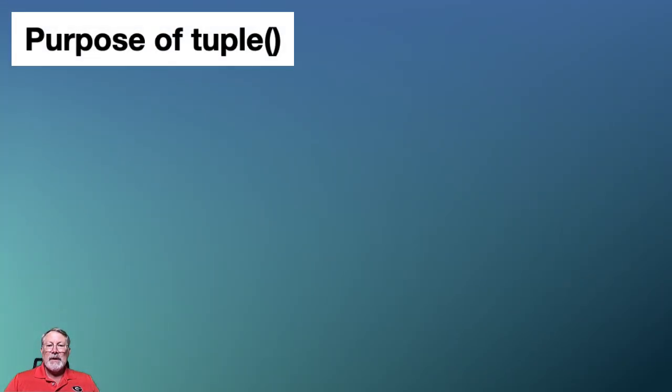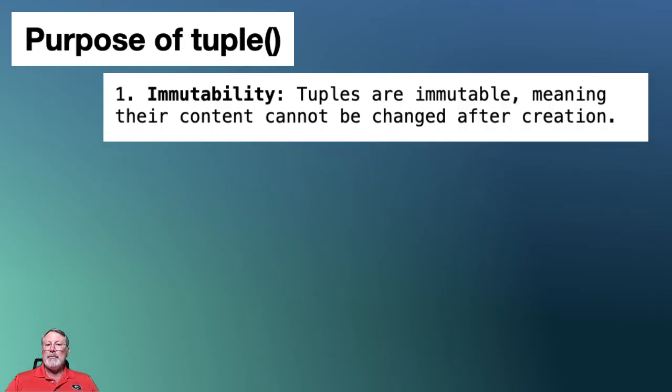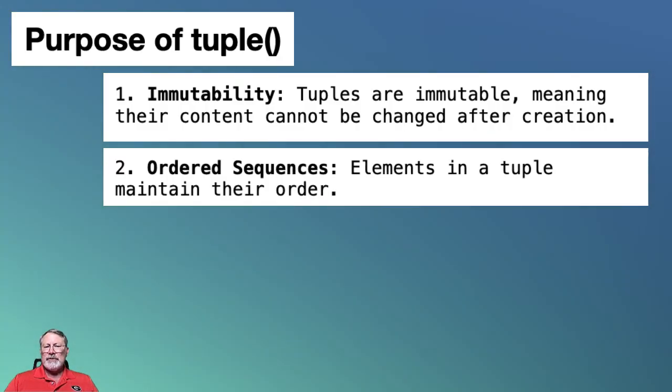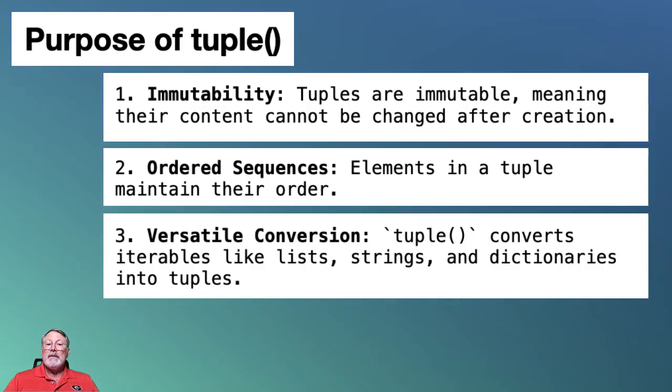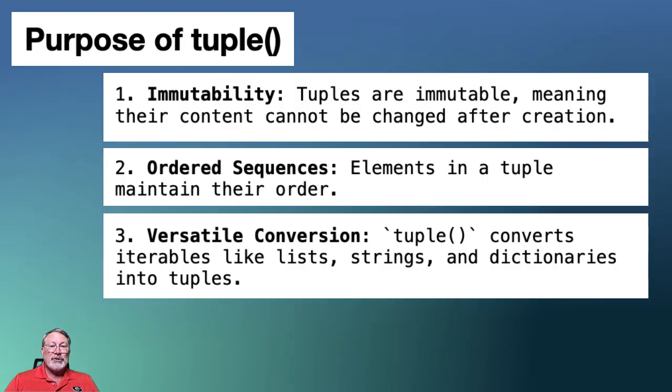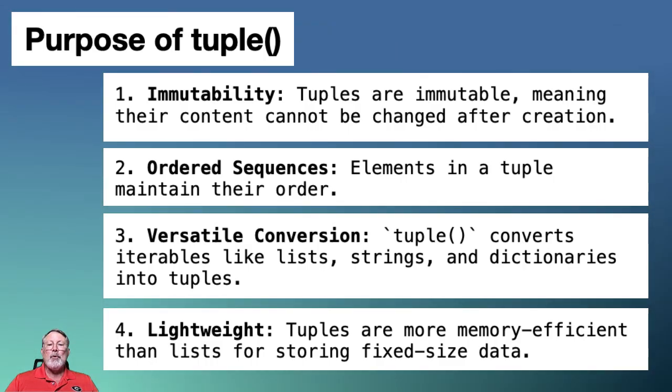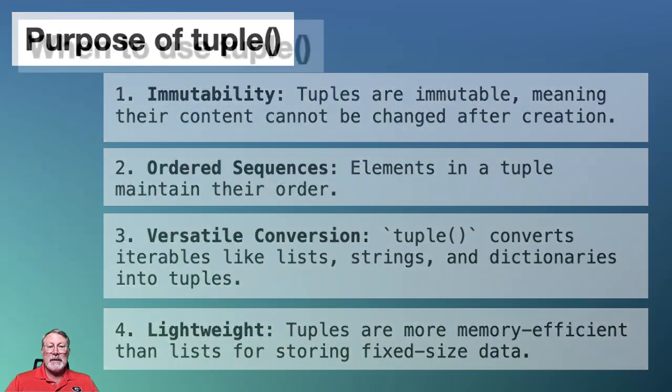Why use tuple? It's great for creating fixed-sized collections of elements. Some key concepts include immutability. Tuples are immutable, meaning their content cannot be changed after creation. Ordered sequences. Elements in a tuple maintain their order. Versatile conversion. The tuple function converts iterables like lists, strings, and dictionaries into tuples. And lightweight. Tuples are more memory efficient than lists for storing fixed size data.